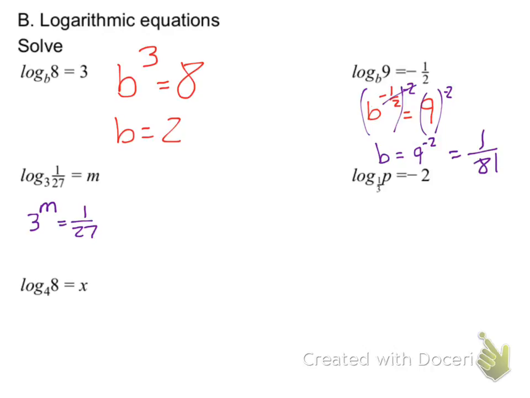Then you just have to ask yourself, is 27 a base 3? Yeah. So 3 to the third power is 27, but I want that 27 moved to the bottom, so m is negative 3. You guys catch that? 3 to the third power is 27, but I want it brought to the bottom, so therefore it has to be a negative 3.